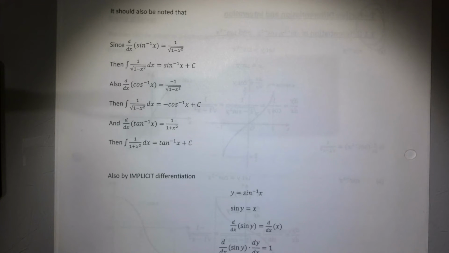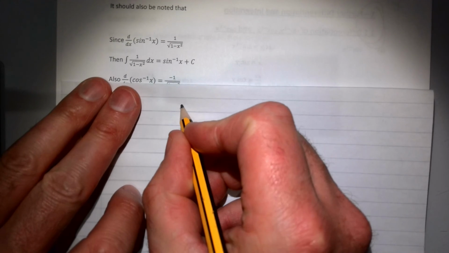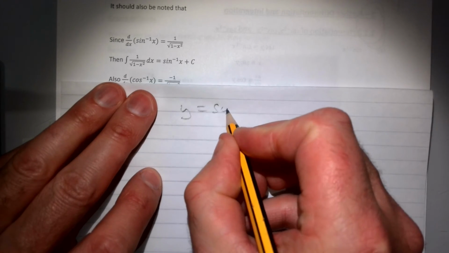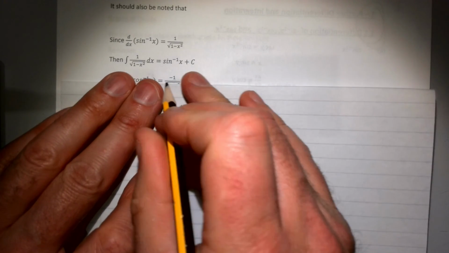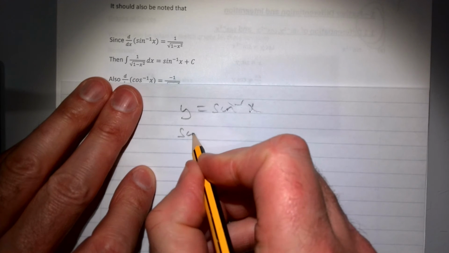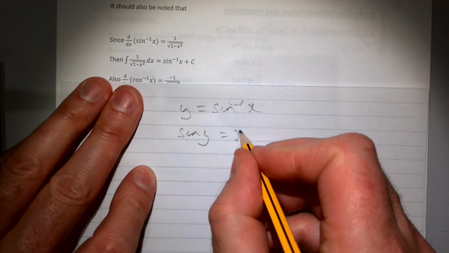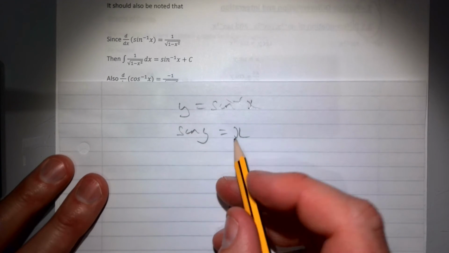There is another way of doing it, and you can do it by implicit differentiation. Let's take a wee look at that method as well. It gives you the same thing obviously. Let's see what I have. So we started again with y equals sine to the minus 1 of x. We can rewrite that then as sine y equals x. Differentiating both sides then with respect to x.